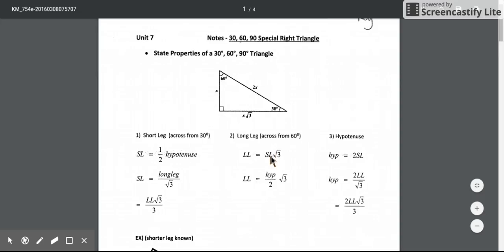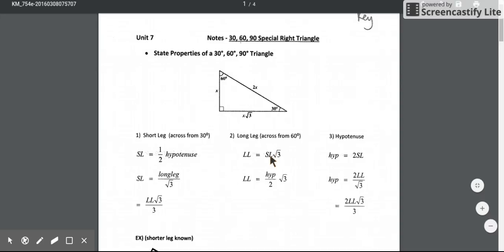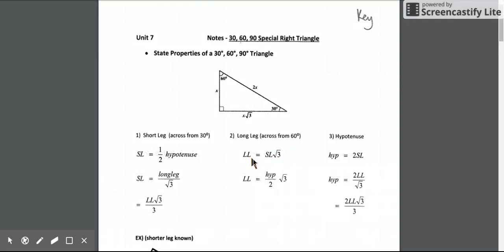Because the short leg times the square root of 3 is the long leg, we could solve for the short leg in this equation by dividing both sides by the square root of 3. And so we get the short leg is the long leg divided by the square root of 3. We could rationalize that expression, multiply top and bottom by the square root of 3, and we would get this version. So the short leg is half the hypotenuse, but it's also a third of the long leg times the square root of 3.